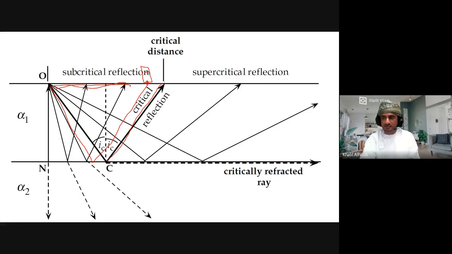The critically refracted rays happen only after the critical distance. At this distance, I can record refractions, critically refracted waves. Any energy arriving or hitting this interface after this angle undergoes what we call total internal reflection, or supercritical reflection. Anything below or before this critical angle, we call subcritical reflection. Most of the energy in this area is transmitted to the subsequent layers, whereas any energy hitting the interface after the critical angle is usually reflected back to the surface.